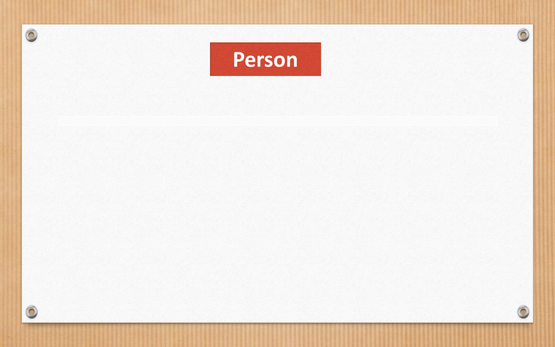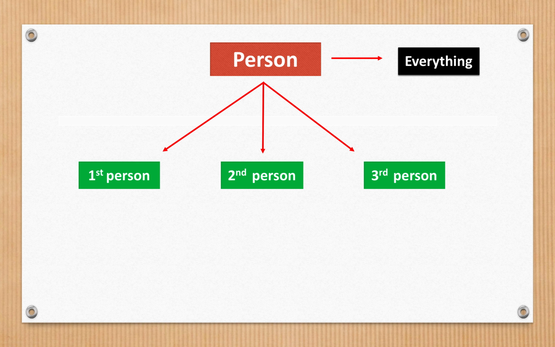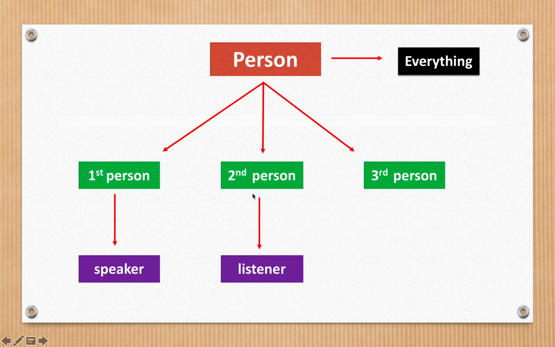In grammar this word means a different thing. It can be used to refer to everything: animal, human being, things, anything, okay? Dog, cat. And then we have three kinds of persons: first person, second person, and third person. The first person refers to the speaker, the second person is the listener, and the third person is someone or something we talk about.